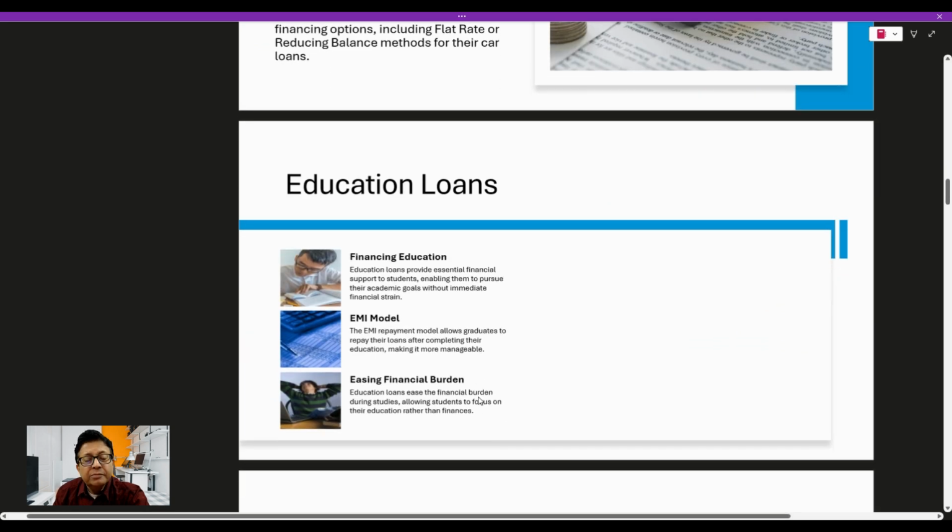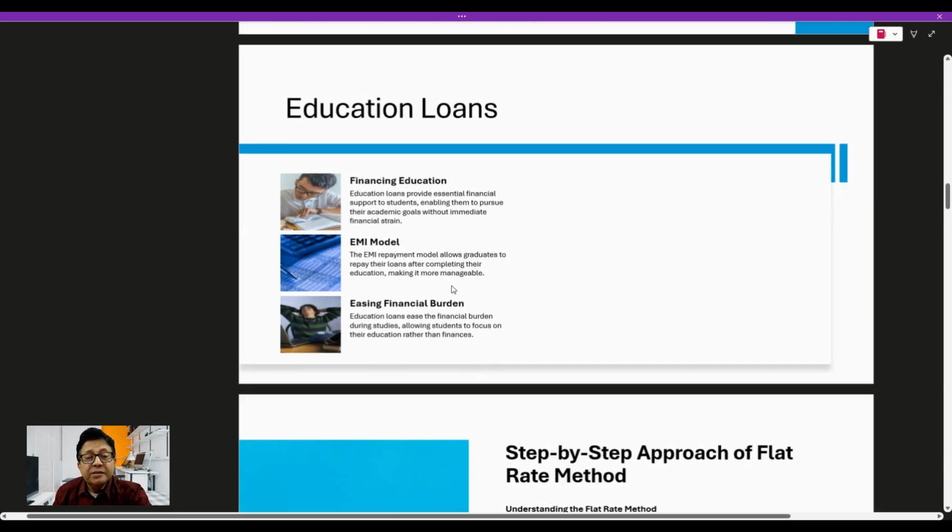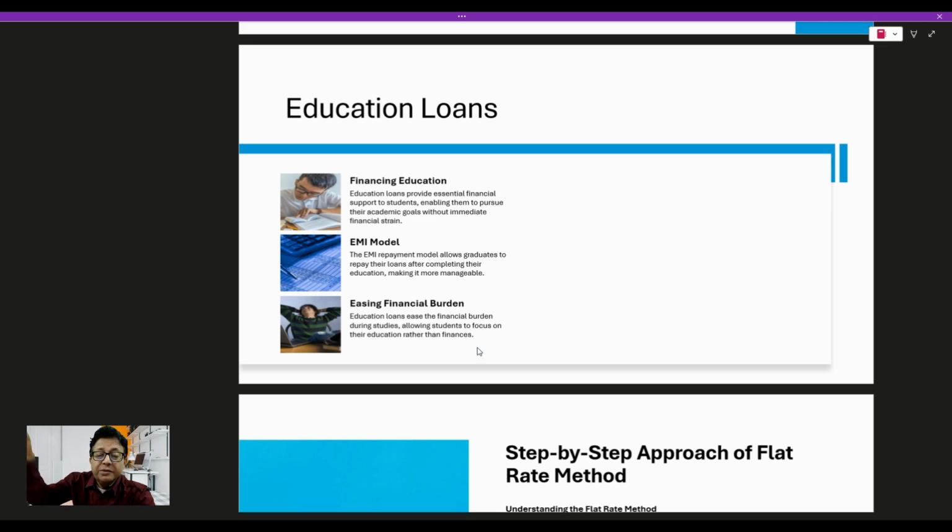Education refinance, the EMI repayment model allows graduates to repay their loans, not only graduates, postgraduates also. Then it will ease the financial burden during studies, allowing students to focus on their education rather than finances. Because you know the amount you can pay when you are abroad, accordingly, or in this country, you are doing some part-time job, paying the EMI and studying.